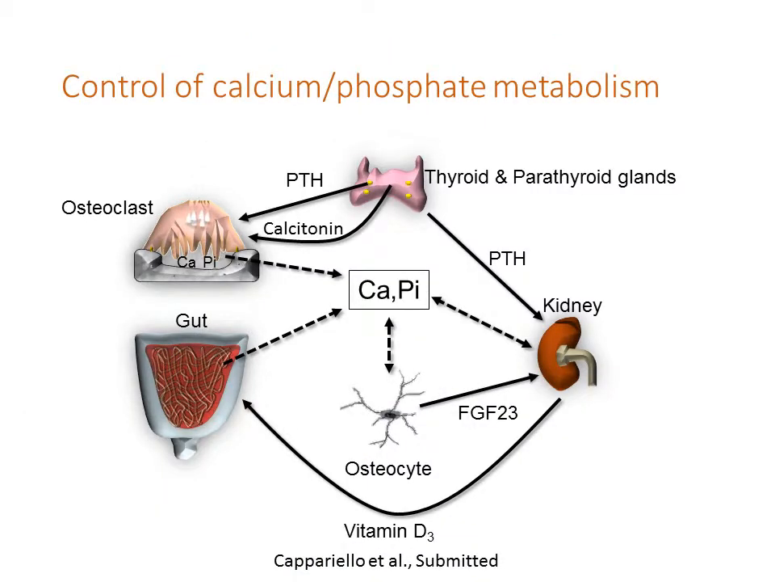All this not only to perform bone modeling and remodeling, but also to control calcium and phosphate metabolism, along with a number of other organs, including the thyroid and parathyroid glands, the kidney, the gut, and other bone cells, including the osteocytes. All these organs and cells contribute to the maintenance of normal circulating levels of calcium and phosphates, and these two ions are important for the activity of all cells of our body.